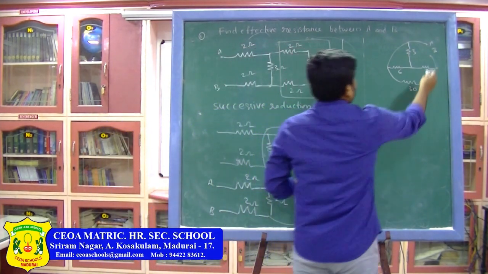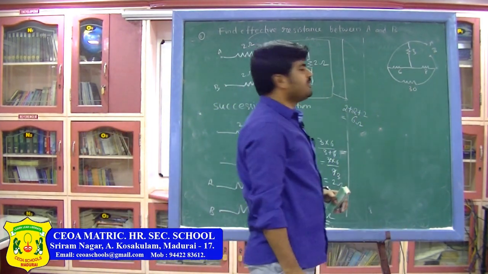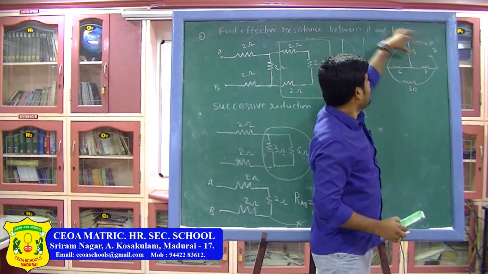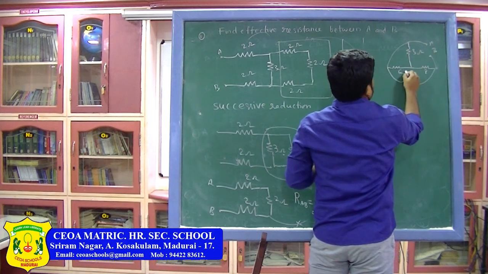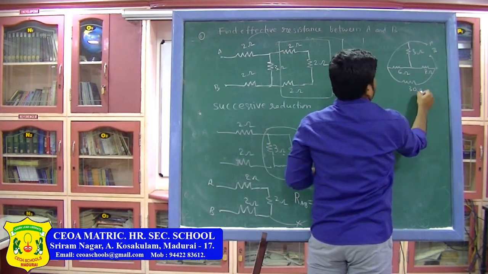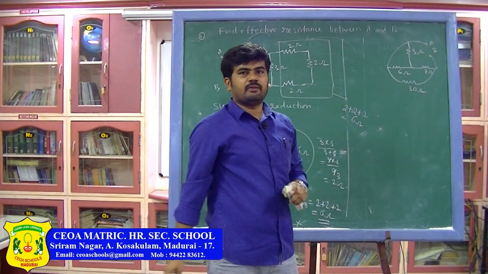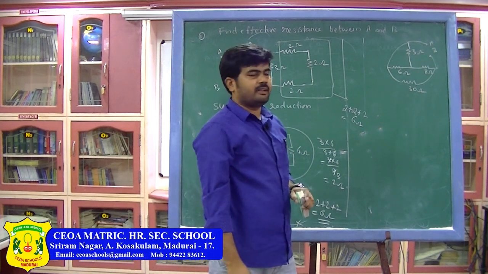Now this is the circuit given. Find the resistance between the points A and B, and this is a 3 ohm resistor, 3 ohm, 6 ohm, and this is 8 ohm, and this is 30 ohm. So like this circuit is given. Now let us see how to simplify this kind of a circuit.